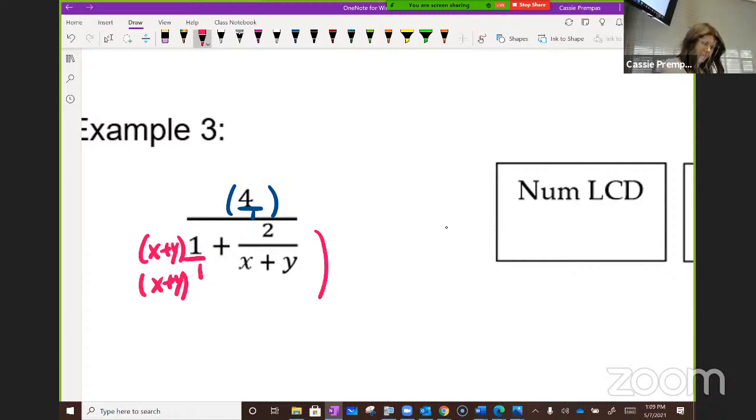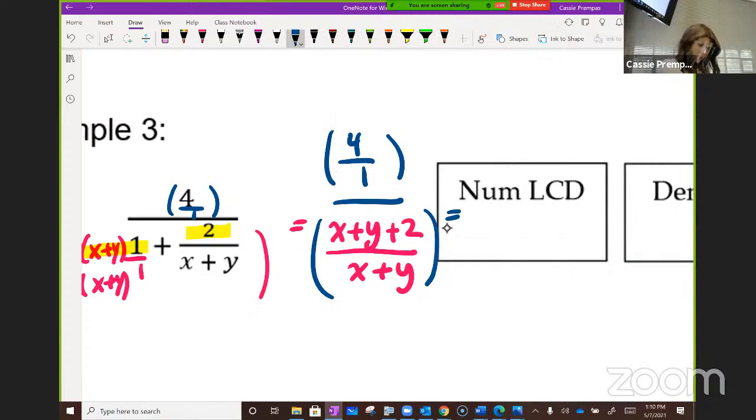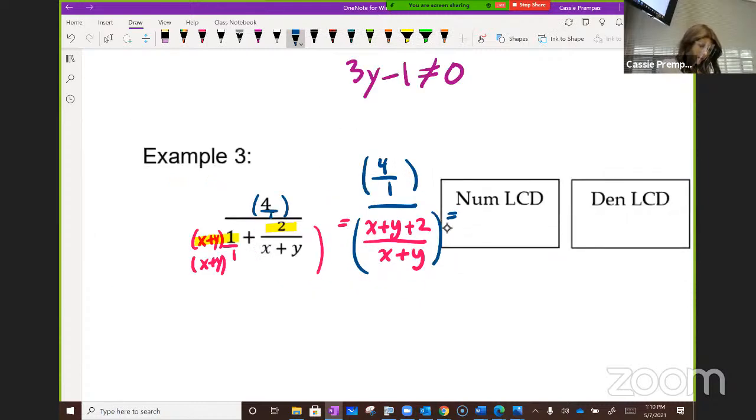So this really creates a 4 over 1 divided by, and now if I start combining these two pieces together, I'm going to add this plus this. So that'll create an x plus y plus 2 over that common denominator x plus y. So now I have this fraction divided by this fraction. To simplify, we just multiply by the reciprocal. So I have 4 over 1 times, and then I'm going to reciprocate this, so x plus y over x plus y plus 2.